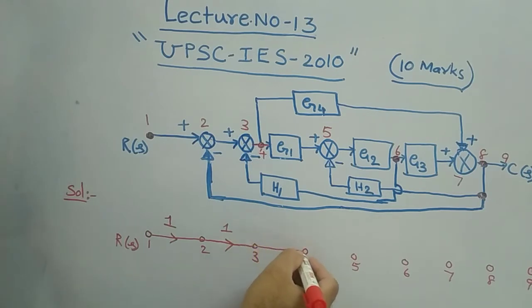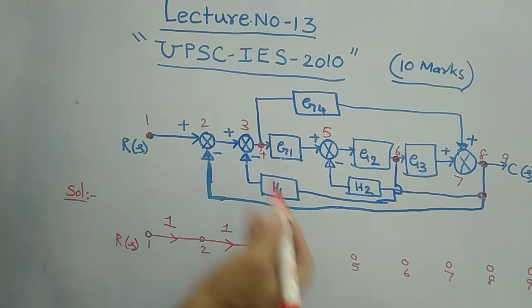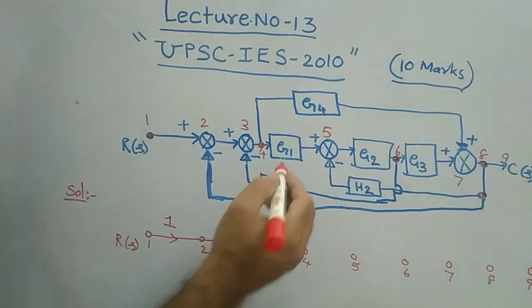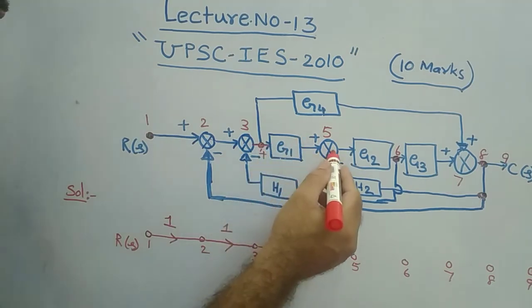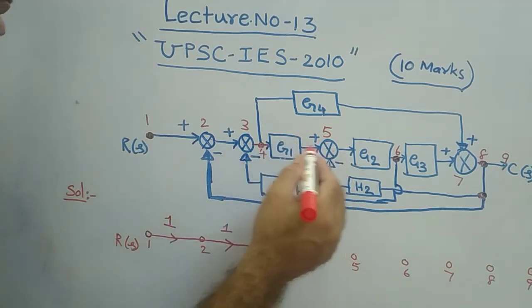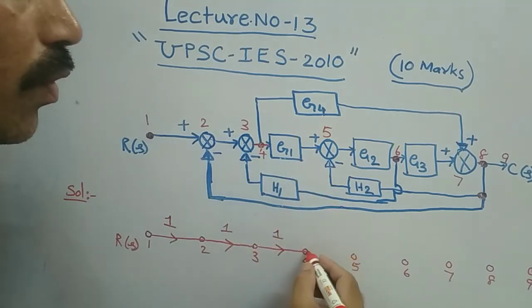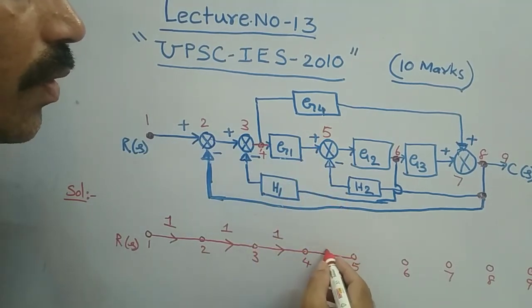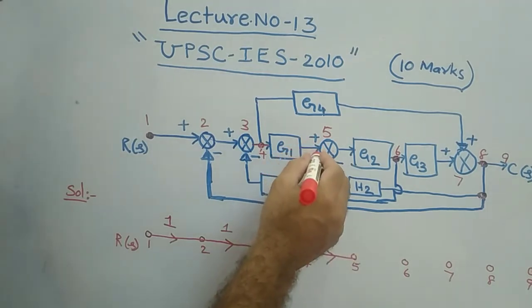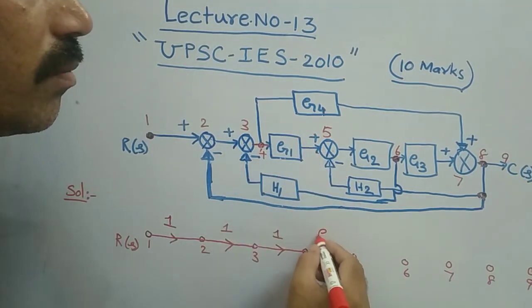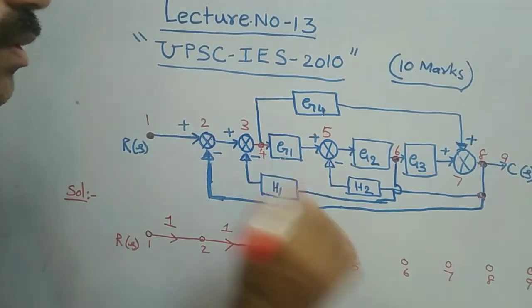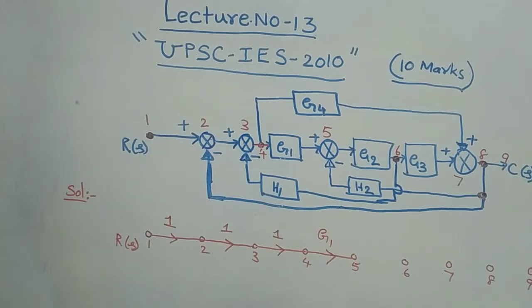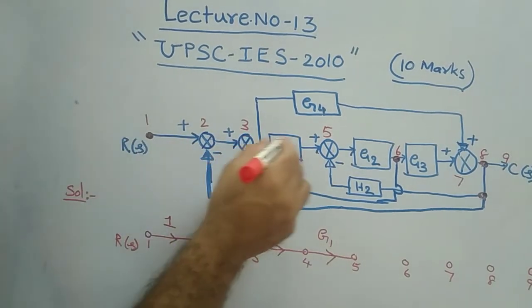Therefore draw a line, indicate forward and then 1. Means the gain is 1 again. Following? Then 4 and then 5. Between 4 to 5, what is there actually? The arrow mark is in the forward direction. This is the forward direction. Gain is G1. That is the gain available between 4 to 5.